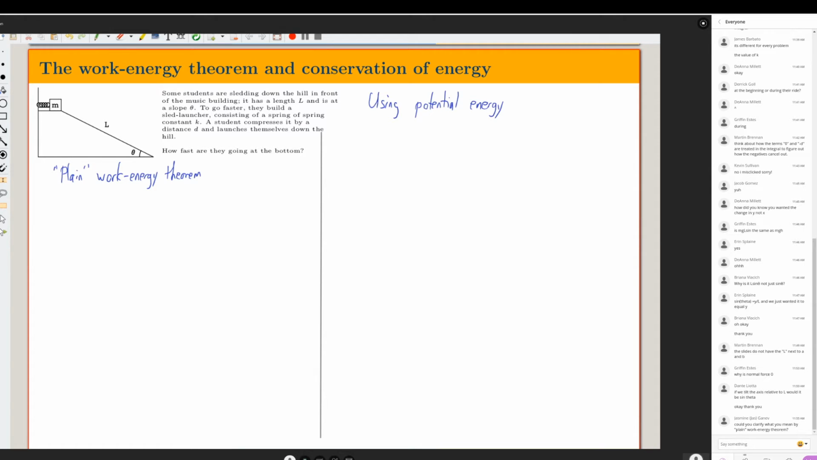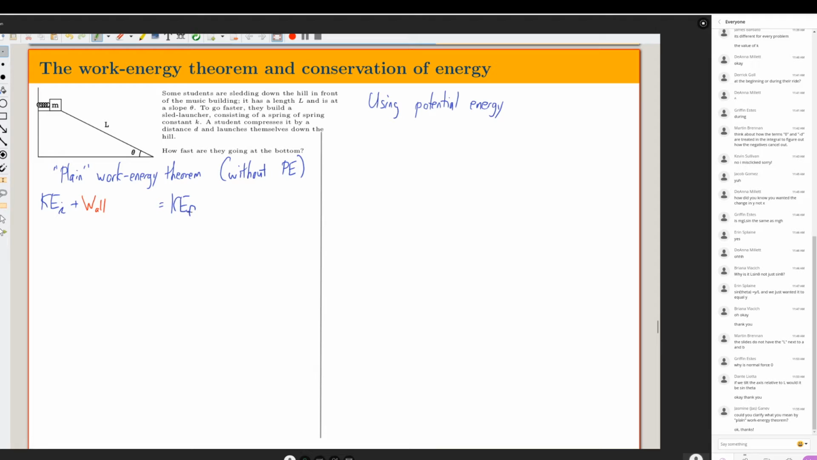So using just the plain work energy theorem, I know that initial kinetic energy plus the work done by all forces equals the final kinetic energy. Now, what could I mean by the plain work energy theorem? I mean without using the idea of potential energy. So I've got three forces here that do work: friction, gravity, and the spring.